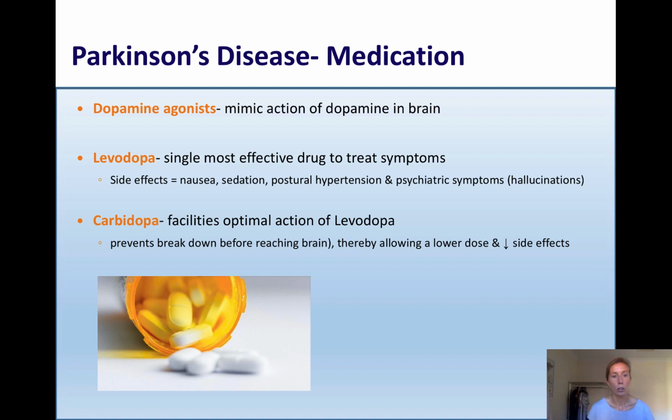And then we've also got carbidopa, which facilitates the optimal action of the drug that we previously spoke about, levodopa. So what it actually does is it prevents the breakdown of levodopa before reaching the brain, and therefore it allows a lower dose to be taken, which obviously is going to reduce the side effects. So those two work together.